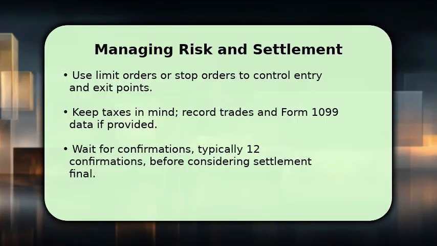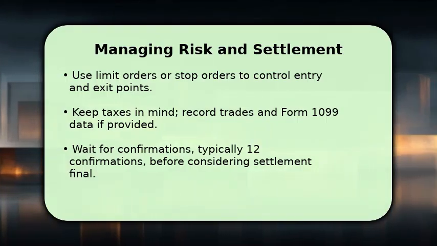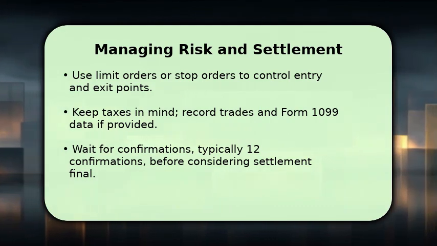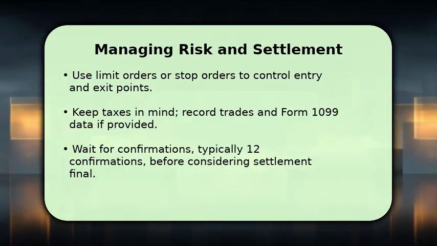Consider using dollar cost averaging when deploying large amounts like $5,000 into volatile tokens. Wait for confirmations, typically 12 confirmations, before considering settlement final and transferring proceeds to cold storage.